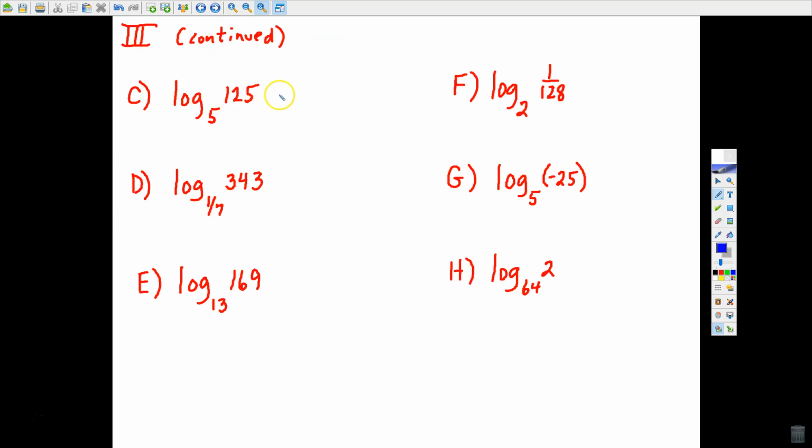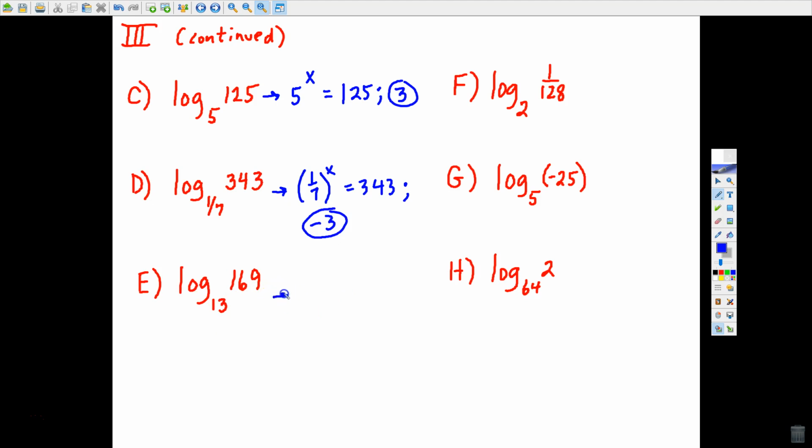Okay, letter C, I want you to turn it into 5 raised to some power is equal to 125, and then tell me what that power is, or evaluate the log. That would be 3. Letter D, in exponential form, we would say 1/7 raised to a power is equal to 343. And what is that power? That power would have to be -3.